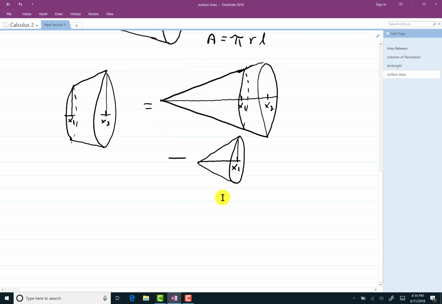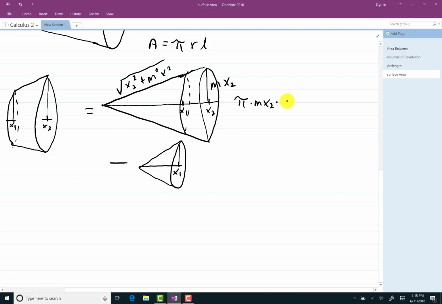Well, it's going to be pi. The radius now will be that radius. So let me go ahead and draw that. That length, if you remember, the equation for this line up here was mx. So that is mx2. And then this length up here, hopefully you can see that we have a right triangle where the base is x2, the height is mx2, so this length is the square root of x2 squared plus m squared x2 squared using the Pythagorean theorem. I'm going to pull out an x2. Everything's positive here, so I don't have to worry about absolute values.